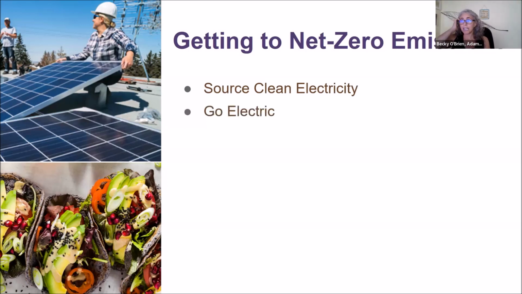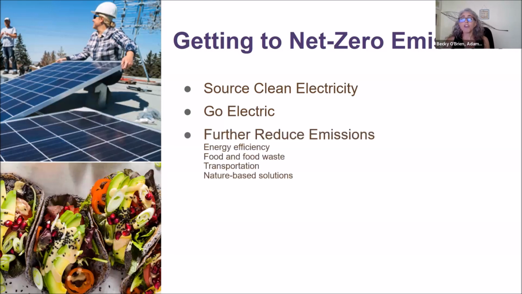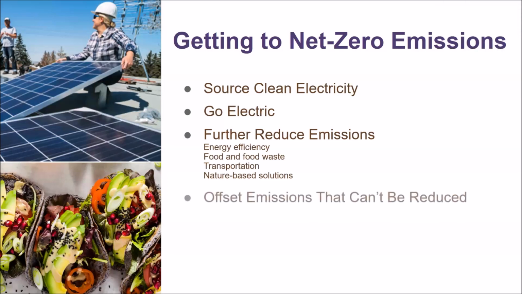Going electric, making a plan that documents your non-electric appliances like gas furnaces and boilers, and when they will expire, and start planning now for how to replace them with an electric version. And then you can further reduce your emissions. You can make energy efficiency retrofits, address your food and travel procurement practices, and manage natural resources to sequester carbon through nature-based solutions. And then lastly, you can offset the emissions that you are unable to reduce otherwise.